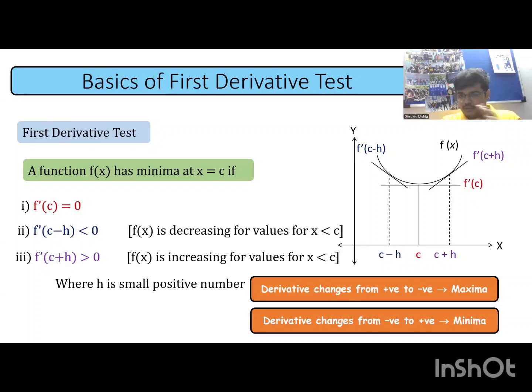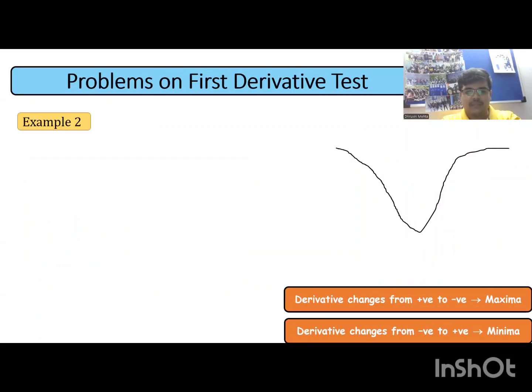So in questions, if you don't even learn this, by logic, what we will do is we'll check if it is increasing first, then decreasing, then this has to be the topmost point. If it is decreasing, then increasing, this has to be the bottommost point, the minimum. Chalo, we'll take one question so that we ace this type.